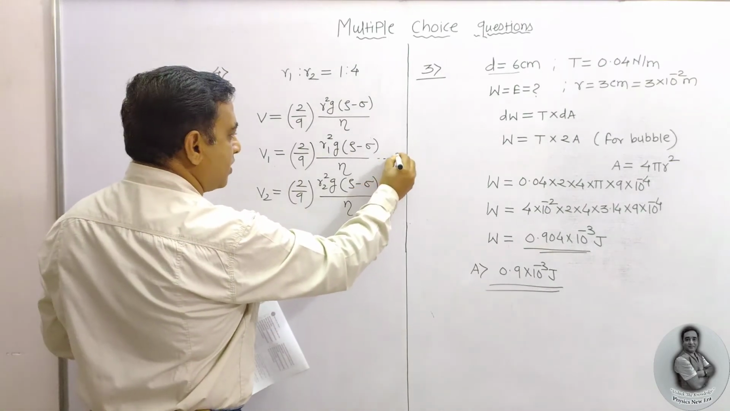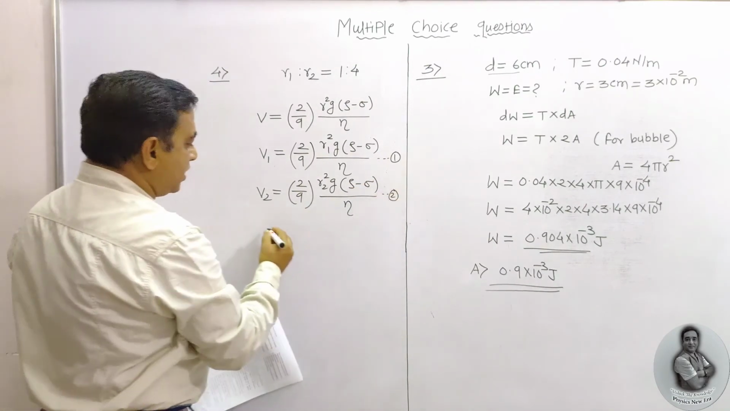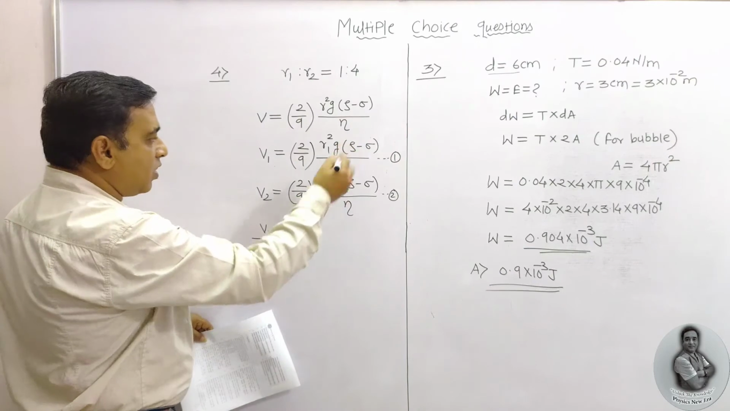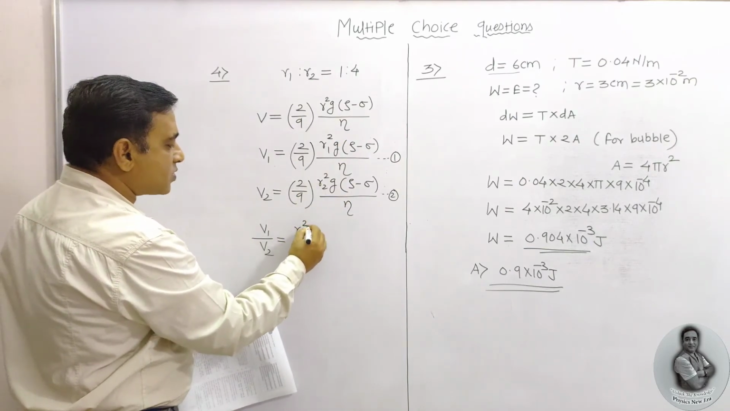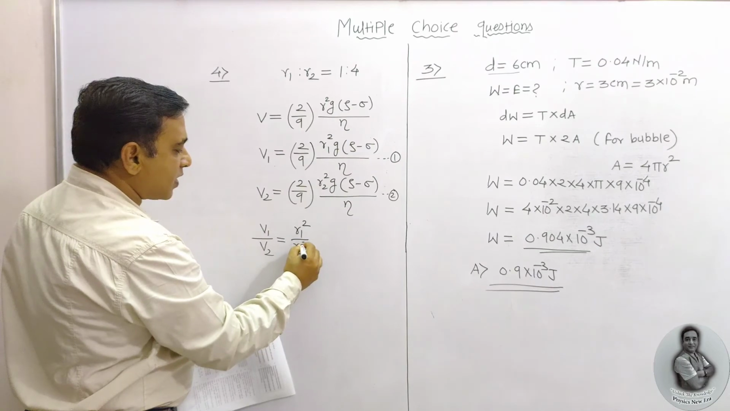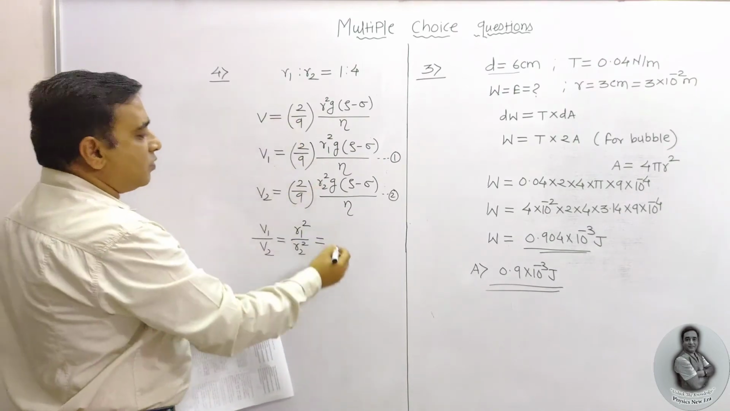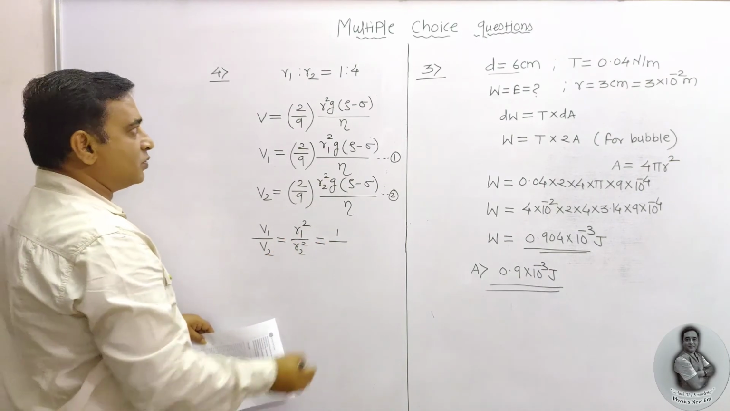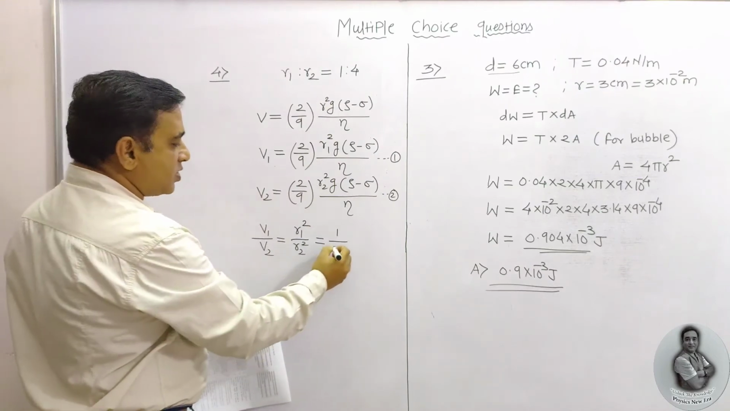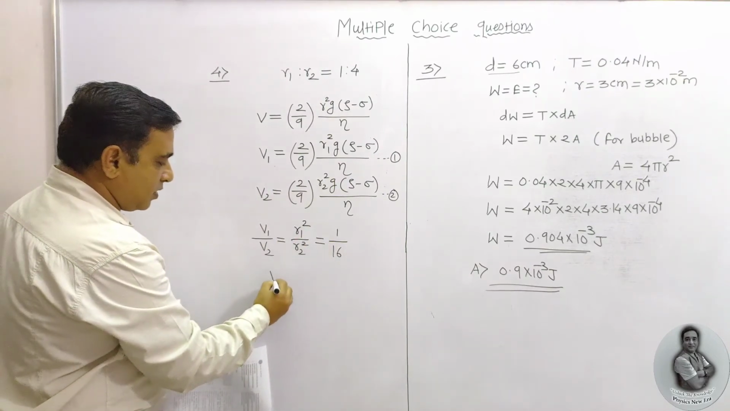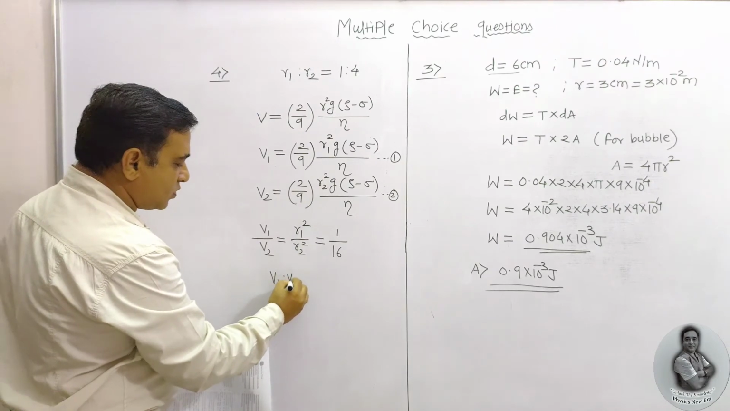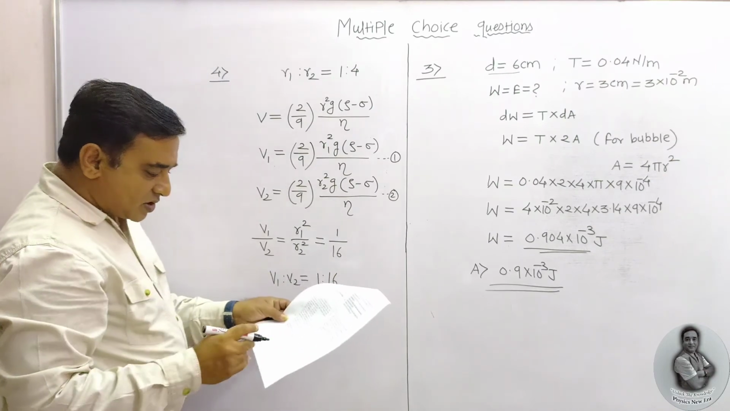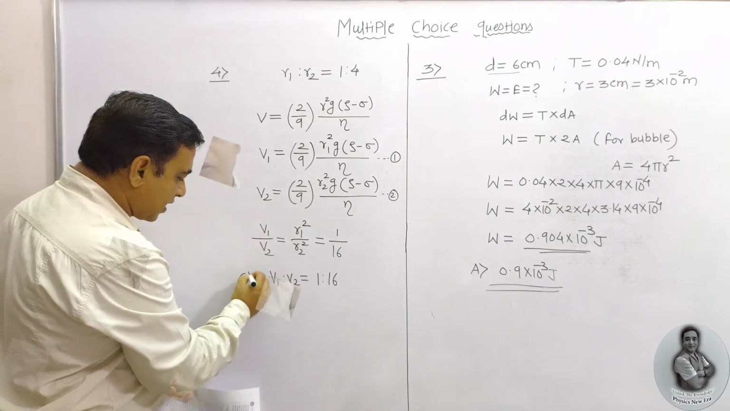If this is equation number 1, this is equation number 2. Let us divide these two equations, V1 upon V2. After dividing, all similar terms get cancelled except R1 square divided by R2 square. The radii ratio given is 1:4, so the answer is 1:16, means the terminal velocity V1 to V2 is equal to 1:16. So which option is correct? That is C option.